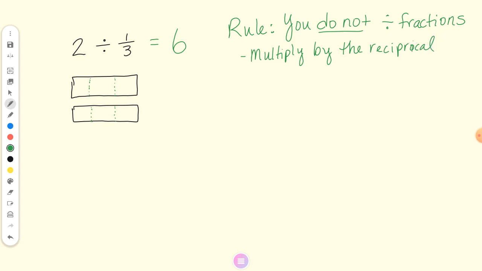Reciprocal. So the rule for dividing fractions is we don't divide fractions, we multiply by the reciprocal. Now, what word do we need to know what it means before we know what to do? Reciprocal. Does anybody know what a reciprocal is? Everybody say that, reciprocal.